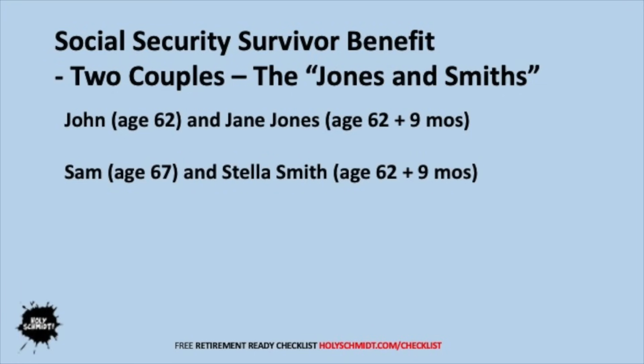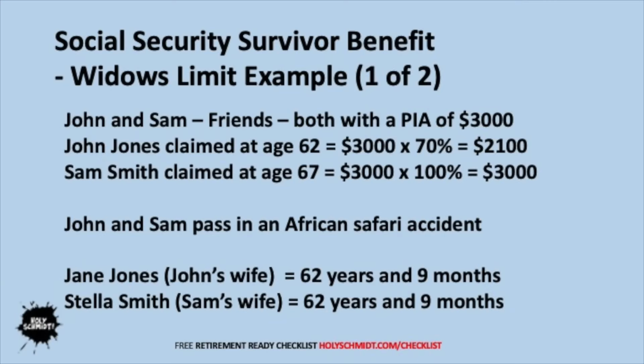Let's assume that you have two couples, John and Jane Jones and Sam and Stella Smith. Now let's assume that John and Sam are friends. John claimed Social Security at age 62 and Sam claimed Social Security at age 67. They both have a primary insurance amount of $3,000. That means that John receives $2,100, that's 70% of $3,000, and Sam receives $3,000 because that's 100% of $3,000.